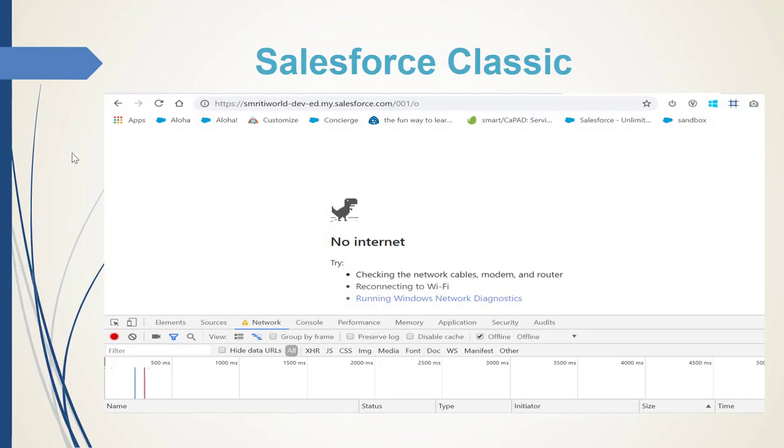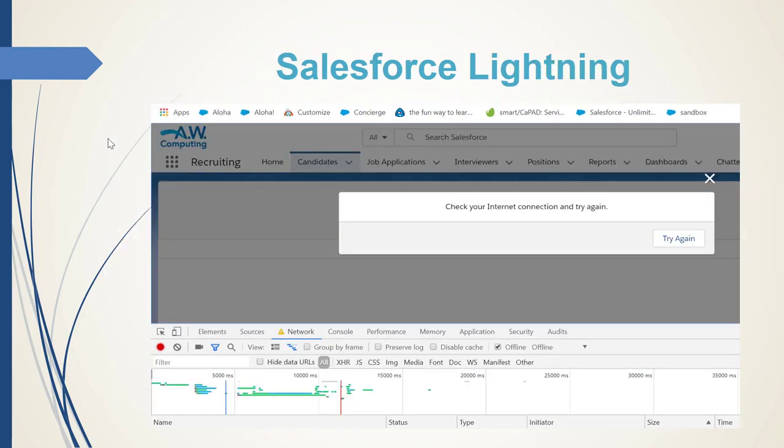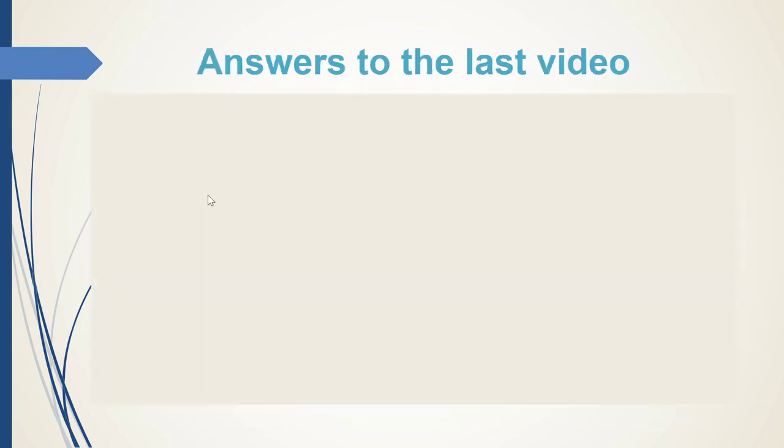So I have already shown you that in Salesforce Classic, this is the UI with no internet that comes when you go to the offline mode. But if you go to the Lightning, you get a proper message saying check your internet connection and try again. So definitely it is much more useful to the end user.